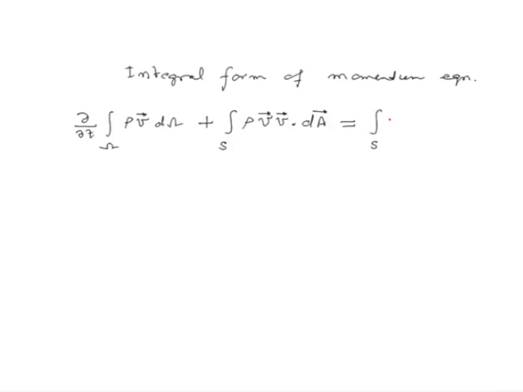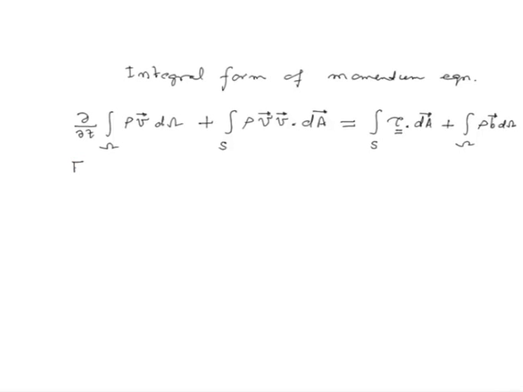On the right hand side, the first one was the surface integral in terms of the stress, which represents the surface forces, tau dot dA, plus the last term was a volume integral in terms of the body force per unit mass, rho b d omega. Now let us focus on the first case, that is, we have a fixed CV in space.